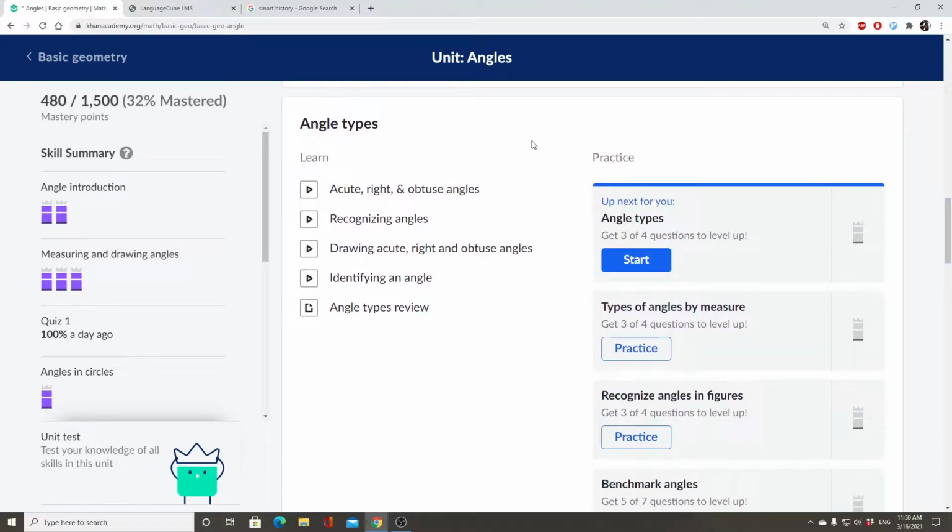Okay, so anyway, we're at angle types today. So, look, I've got some videos to watch, actually. So, before we get into the exercises, I'll watch those, and then I'll be right back.